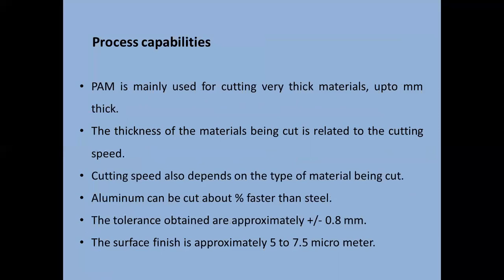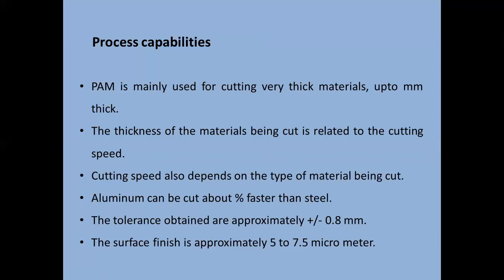Plasma arc machining, in short PAM, is mainly used for cutting very thick materials up to 40 mm thick. The thickness of the material being cut is related to the cutting speed. Cutting speed around 500 rpm, we have seen. Cutting speed also depends on the type of material being cut. See, all these are related: thickness of the material, material properties, cutting speed.